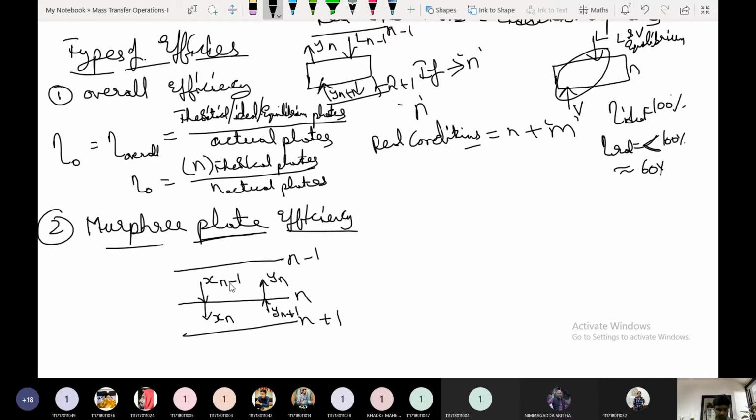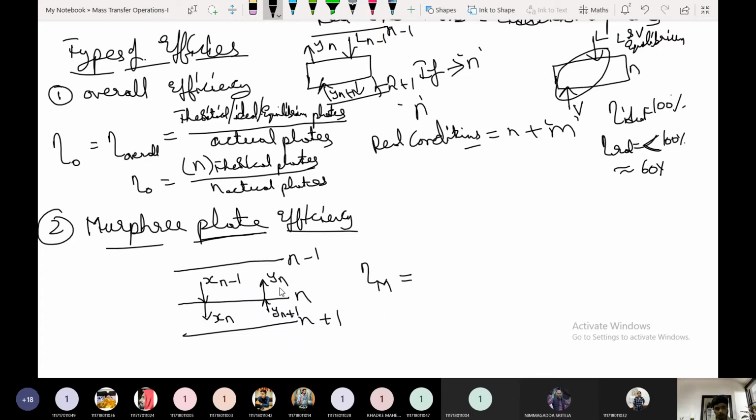So the Murphree plate efficiency is defined in such a way that it is based only on the vapor composition. Then what is this Murphree plate efficiency? Eta m. So this is eta naught, eta subscript 0, called eta naught, which is the overall efficiency. Here, since this is the Murphree plate efficiency, eta m is defined. So what is this eta m?